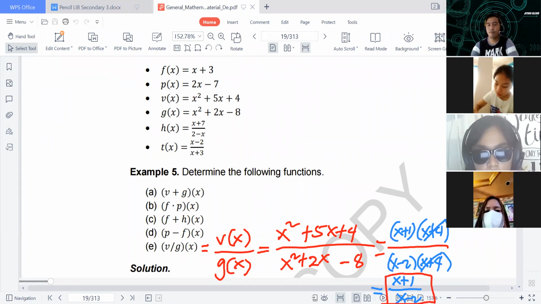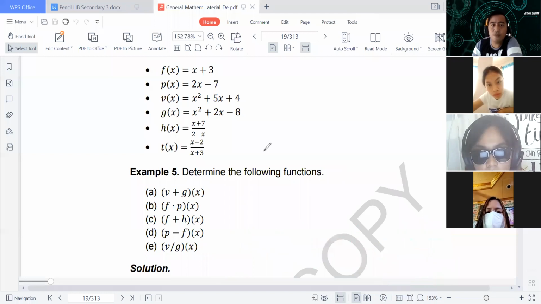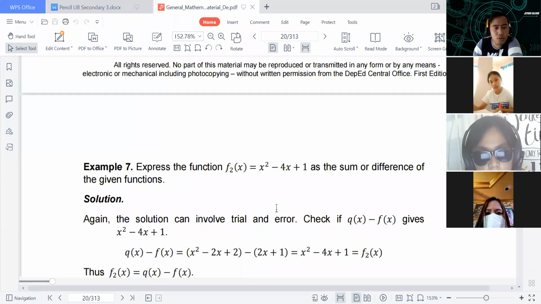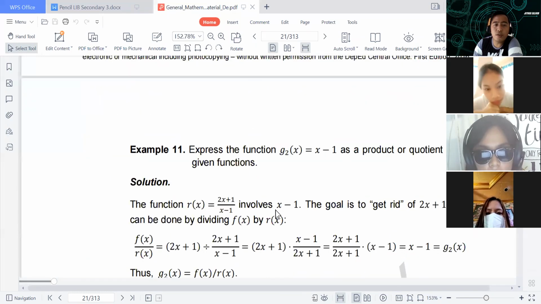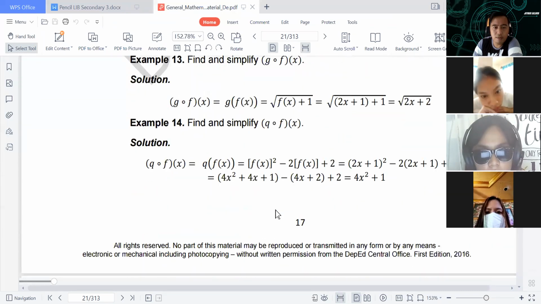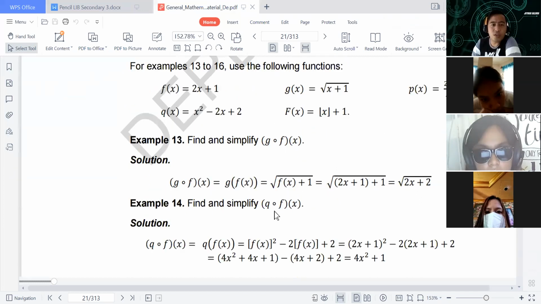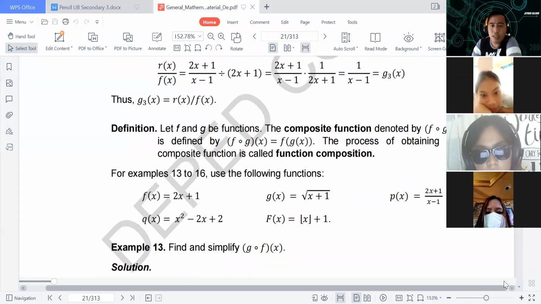Question? No question? Good. So that's it for the operations on functions. We still have one operation that we need to discuss. I have here the composition of function. A composition of function is defined by this.